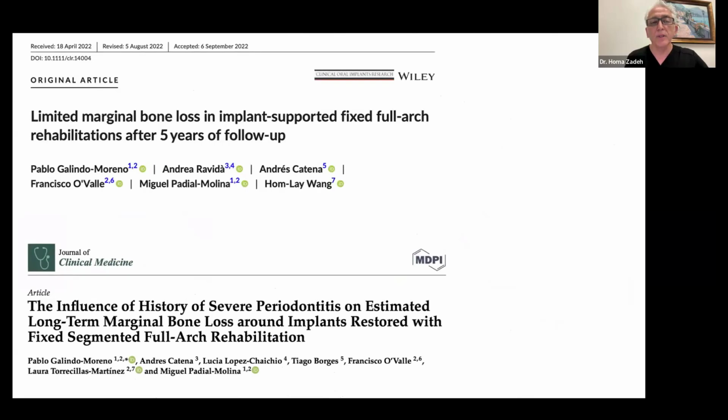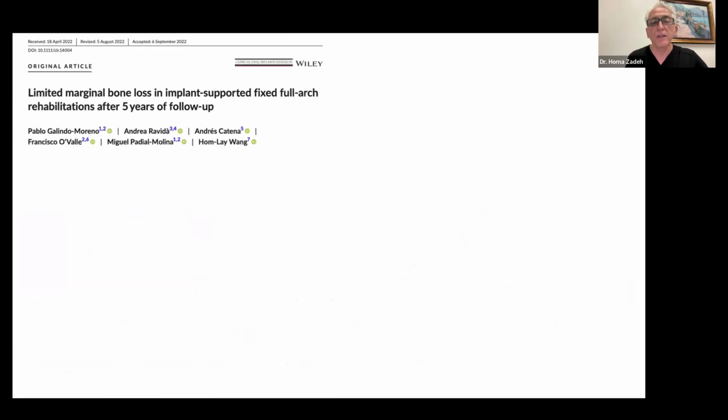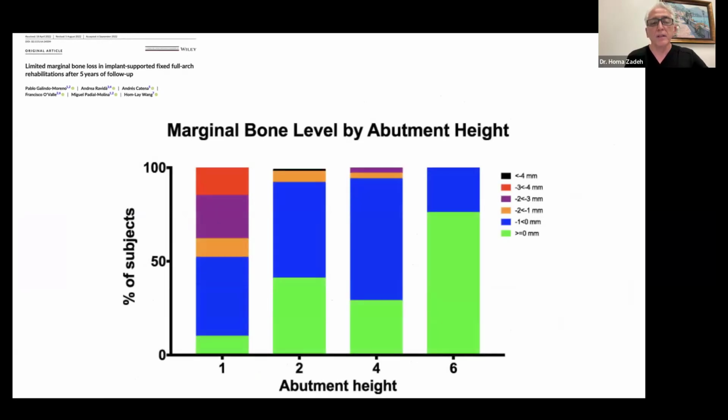This has also been shown for full arch reconstructions. It has been demonstrated that, especially when the abutment height is 1 millimeter, you could see many cases of 3 to 4 millimeters of bone loss, and 2 to 3 millimeters of bone loss. With 2 millimeters, there are still some sites that have 2 millimeters of bone loss. But when the abutment height gets to be higher than 2, there's very little bone loss.